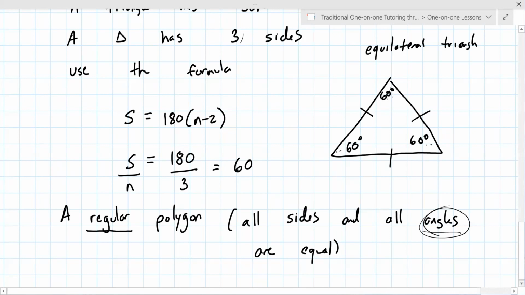So, wait, for n minus 2, we don't put 3 minus 2. We've already done that. You first find the sum, and then you divide by the number of sides. Okay, so we're going to do this for another one.